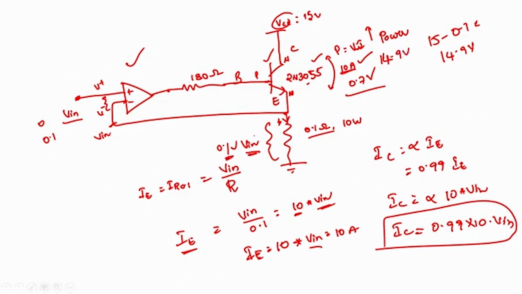And because of this 0.1 volt, what will be the current flow? When we calculate, it is nothing but V by R, 0.1 divided by 0.1, which is 1 amp. When you calculate the power dissipation, the power across the transistor is nothing but V into I. So the voltage drop is 14.9 into I, which is 1 amp. That means somewhere around 14.9 watts is being generated and utilized by your 2N3055.